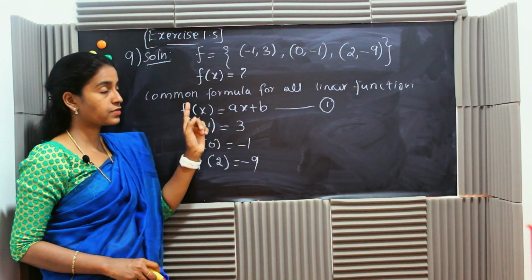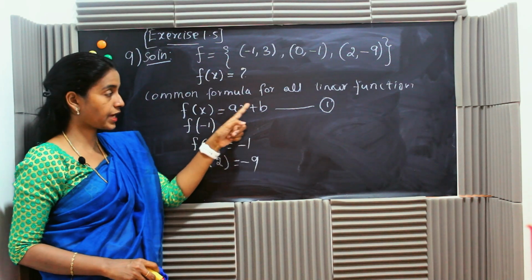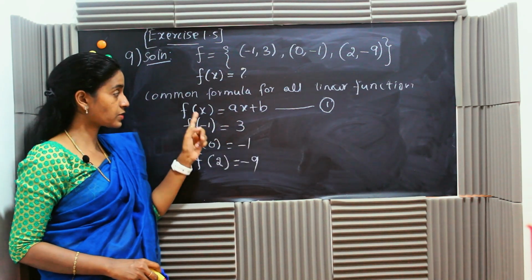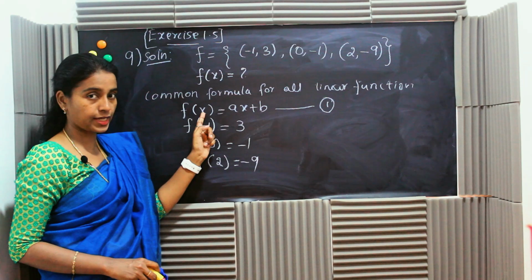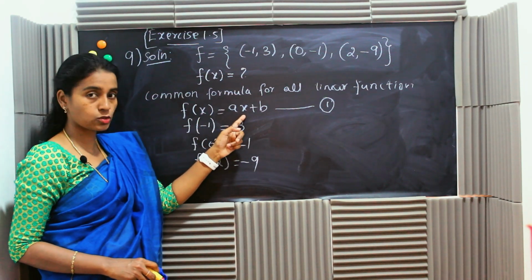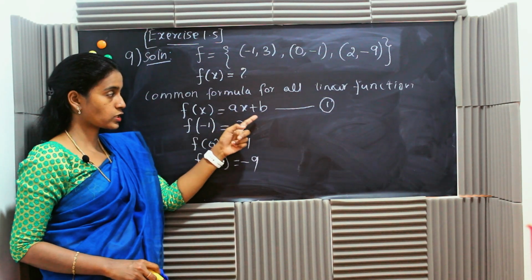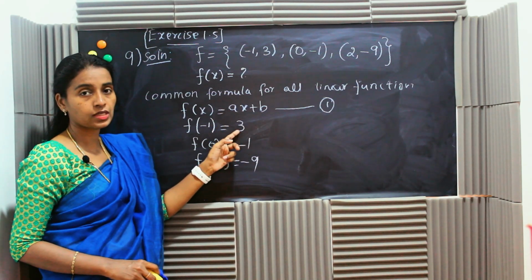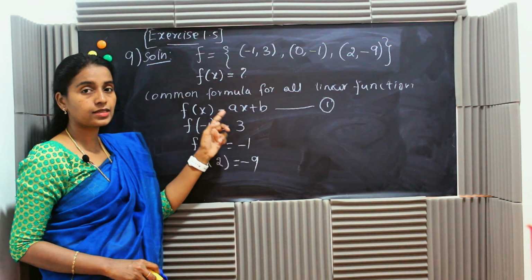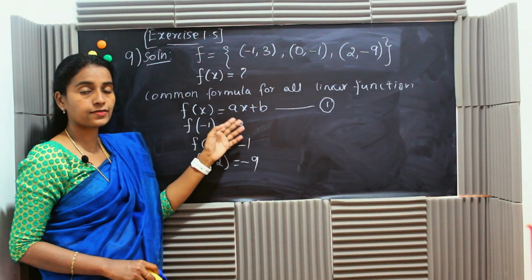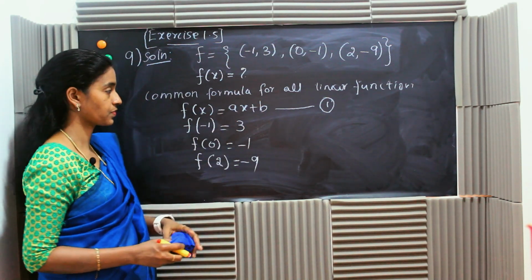Next step is we need to find out the value of a and b. If I am substituting -1 for x, and the value of ax plus b will be 3, I can get the value of a and b.